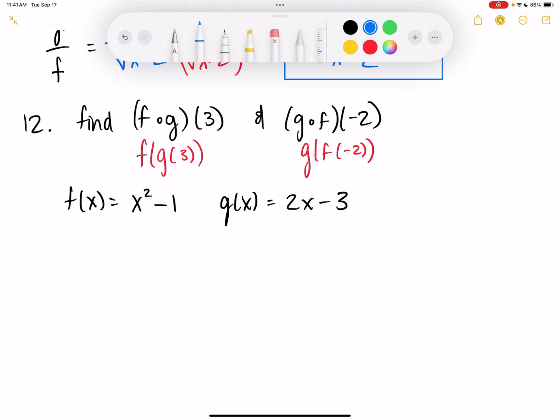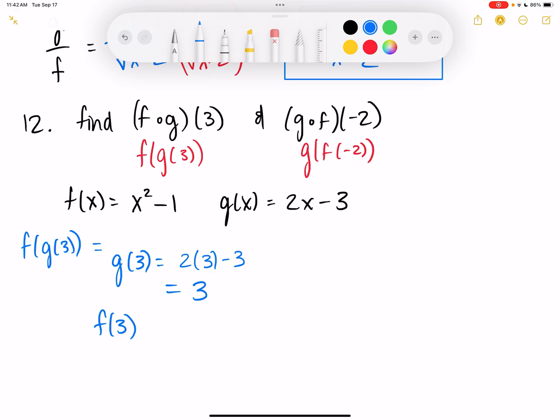So for f of g of 3, I go ahead and plug 3 into g of x. So g of 3 equals 2 times 3 minus 3, which would be what? 3. And then I take that number and plug it into f. So f of 3 would be 3 squared minus 1, which is 8. So that would be the final for the first part.